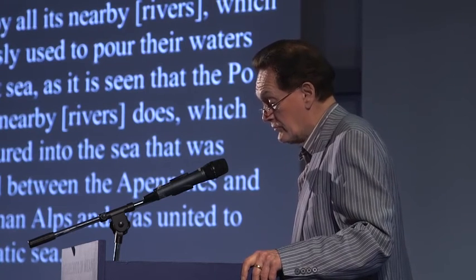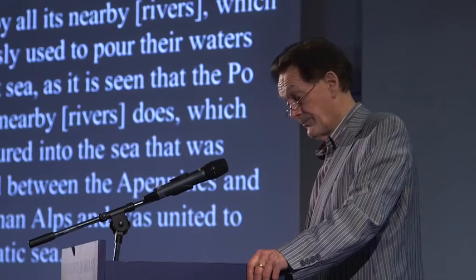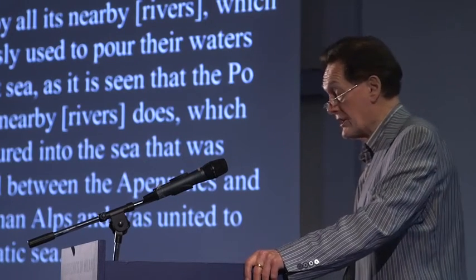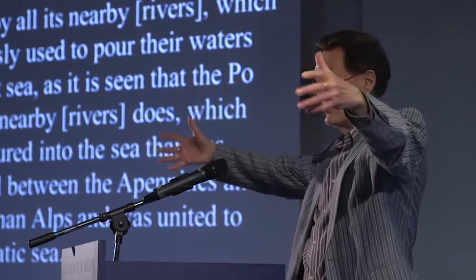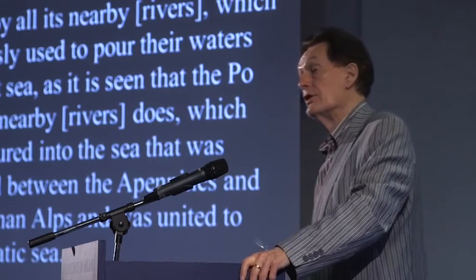The marine shores, he writes, move continuously toward the middle of the sea and drive away from its original place. Only the lowest part of the Mediterranean will remain as the bed and course of the Nile, the greatest river which pours into that sea. And it will be joined by all its nearby rivers, which previously used to pour their waters into that sea, as is seen in the Po, with its nearby rivers, which once poured into the sea that was enclosed between the Apennines and the German Alps and was united to the Adriatic Sea. An astonishing vision, and predicting the future, the Straits of Gibraltar will gradually erode and open into the ocean, and the Mediterranean will become a river bed, essentially an extension of the Nile.